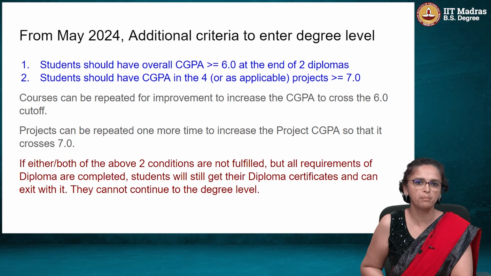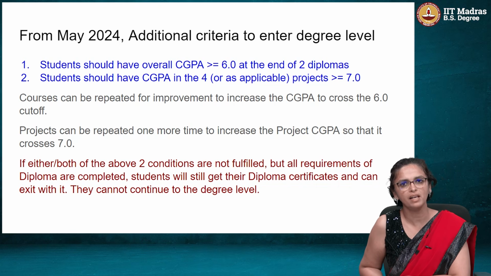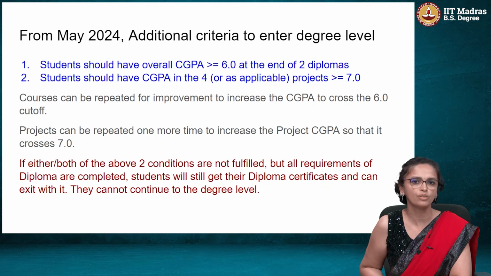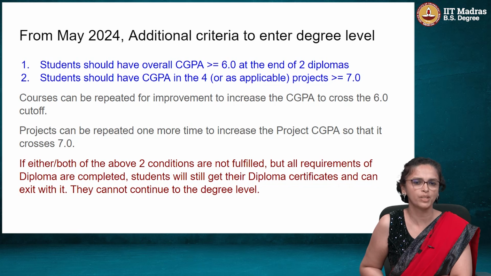You will have to repeat maybe one or more theory courses so that you can improve the grades in that and your CGPA crosses the 6 level mark. And in case your project CGPA is not greater than 7, then you can repeat the projects once more to get a better grade and to cross this cutoff.